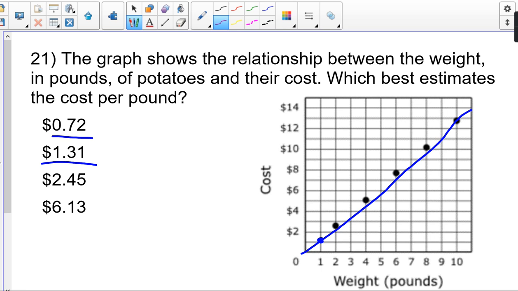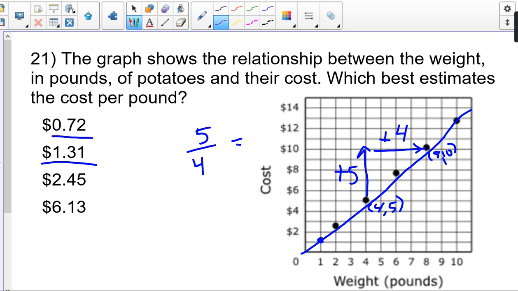So what I like to do is to find 2 points and use them to actually find the rate of change. So I could use this point. It looks like 4 pounds for $5. And then this point here looks like about 8 pounds for $10. Okay, and if I look at the rate of change, that's a change in Y. So how many dollars did it go up? It went up $5. For how many pounds? It went up 4 pounds. So I see $5 for 4 pounds.